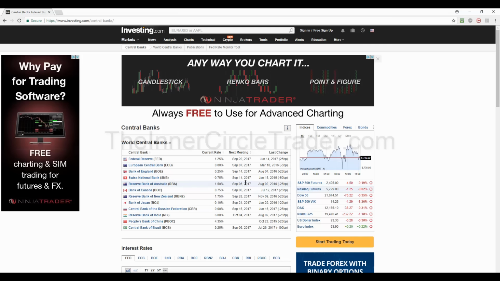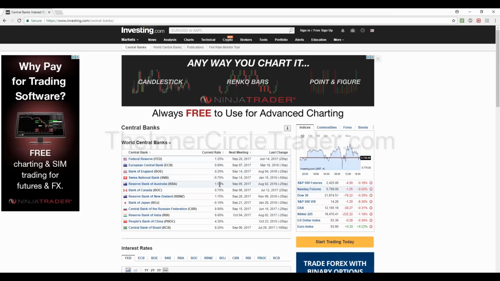The last time they changed was August 2nd, 2016. They cut it 25 basis points. The next time they're meeting is September 5th. So we have an interest rate of 1.5% for Australia. For the U.S., our Federal Reserve interest rate, at the time of this recording, is 1.25%, but they just raised it 25 basis points on June 14, 2017. So really this was actually 1% versus Australia's 1.5%.